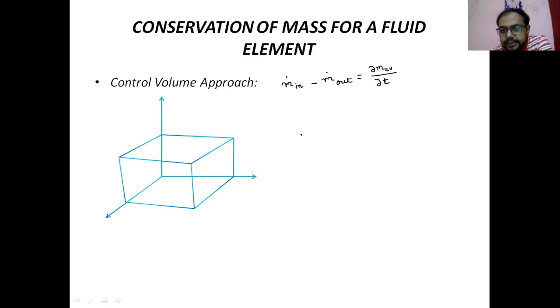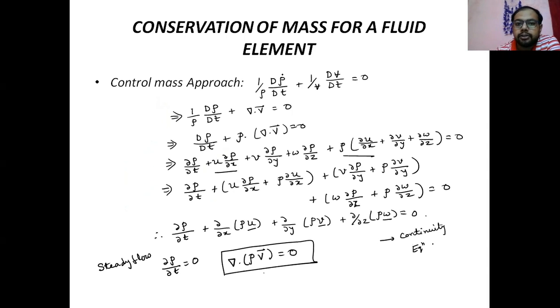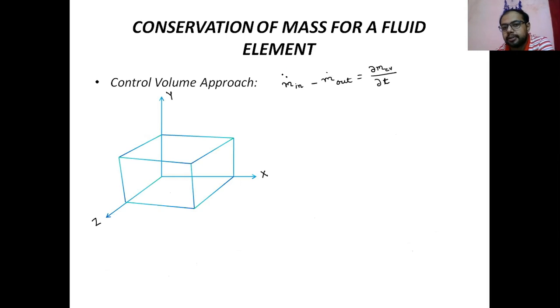So along the x-axis, y-axis and z-axis, we have to find out the mass flow rate and do this operation this way. That is the other approach, the control volume approach. The previous one was the control mass approach, the simple way. From the Lagrangian concept, we converted into the Eulerian concept. Here it is a purely Eulerian concept; we are taking the control volume approach.